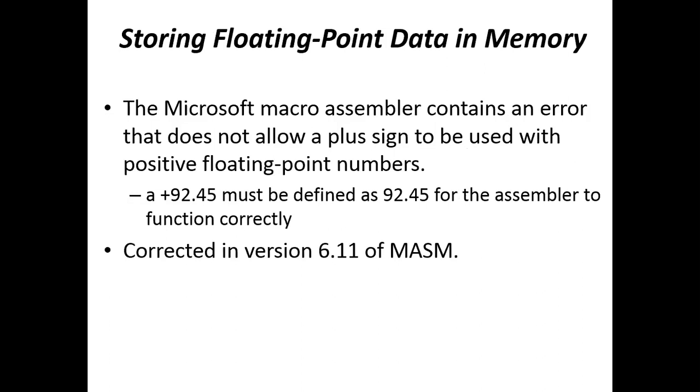A floating point number can be stored in memory with respect to Microsoft assembler, that is MASM, where there is a problem that a positive number cannot be represented with a plus sign. Here we have given an example of plus 92.45, which must be written as 92.45 for the assembler to function correctly. This problem has been corrected in version 6.11 of MASM.